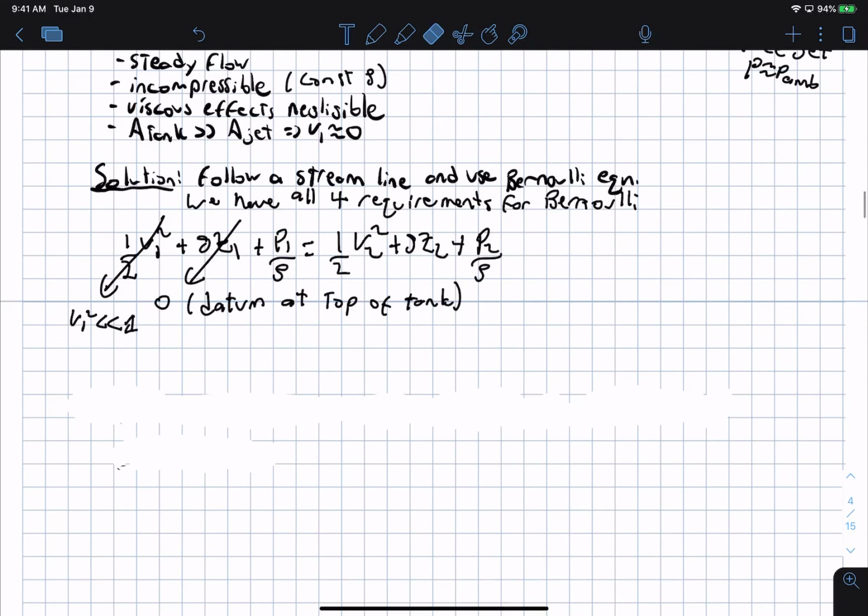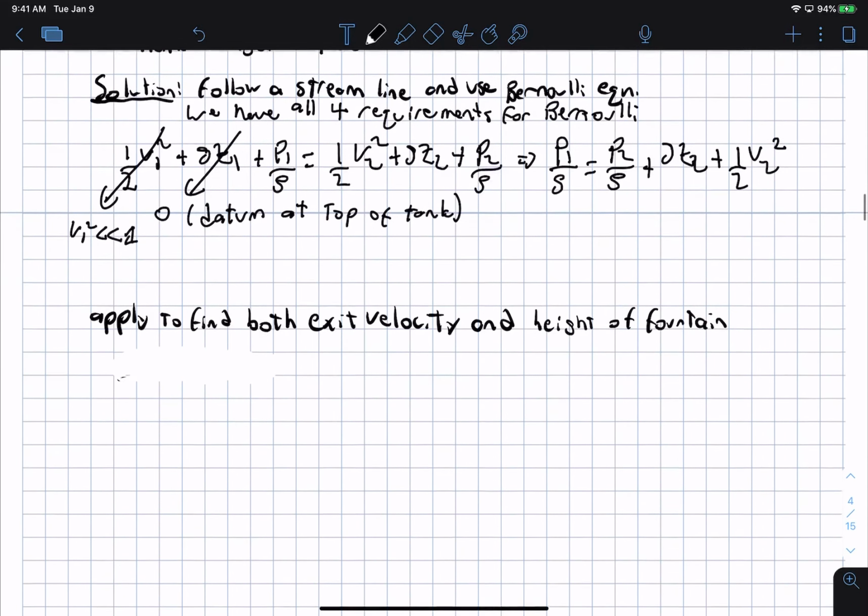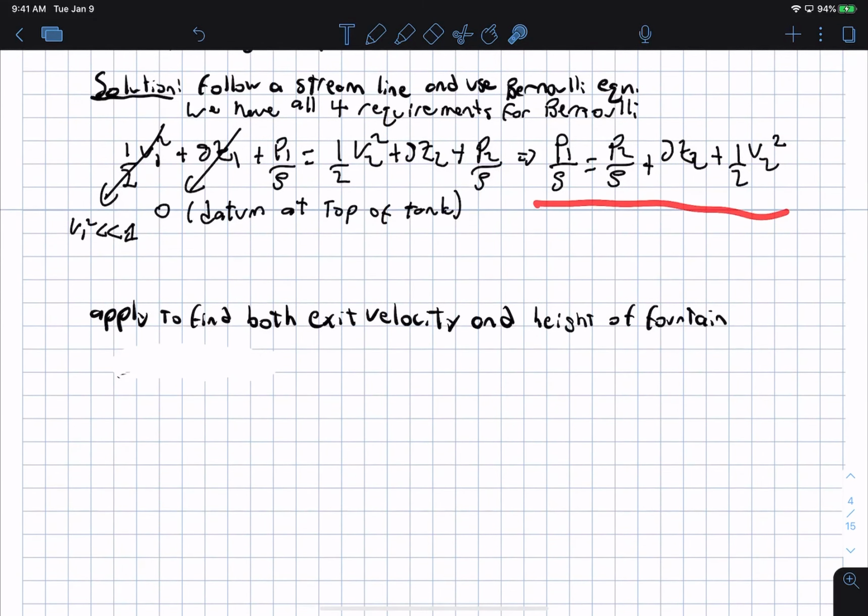Okay, so working with this, we can apply this Bernoulli equation. I'm just going to work with it a little bit more. So we have P1 over rho is equal to P2 over rho plus g Z2 plus 1/2 V2 squared. Okay, so we will apply this equation that we reduced from Bernoulli to find both the exit velocity and the height of the fountain.